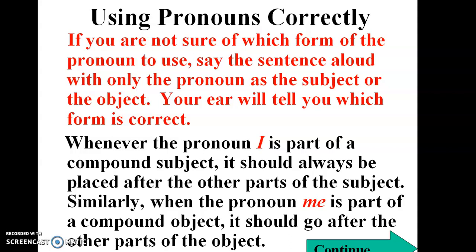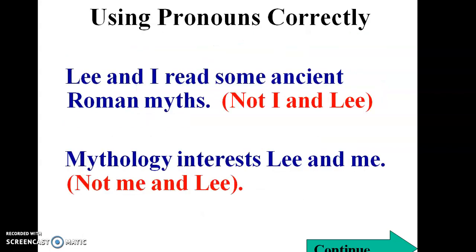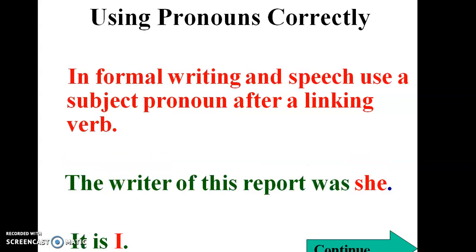Whenever the pronoun I is part of a compound subject, it should always be placed after the other parts of the subject. Similarly, when the pronoun me is part of a compound object, it should go after the other parts of the object. Let's use pronouns correctly. Lee and I read some ancient Roman myths, not I and Lee. Some ancient Roman mythology interests Lee and me also.